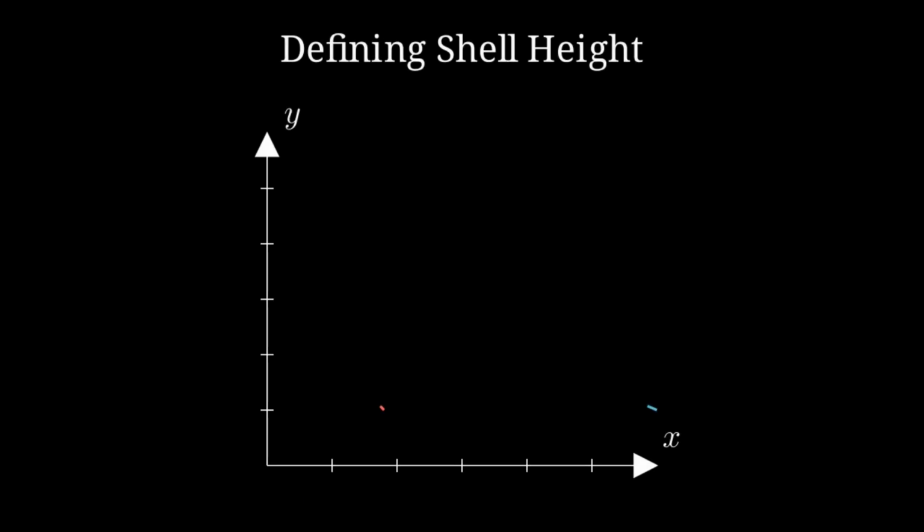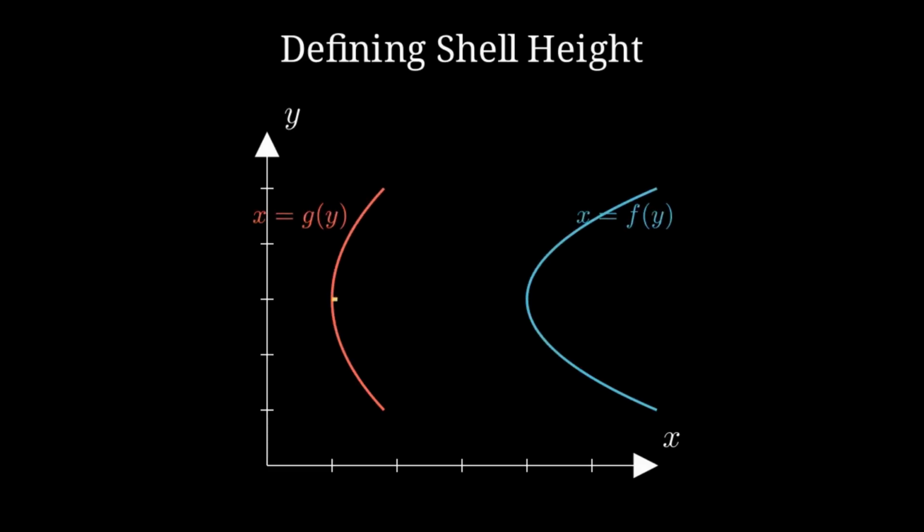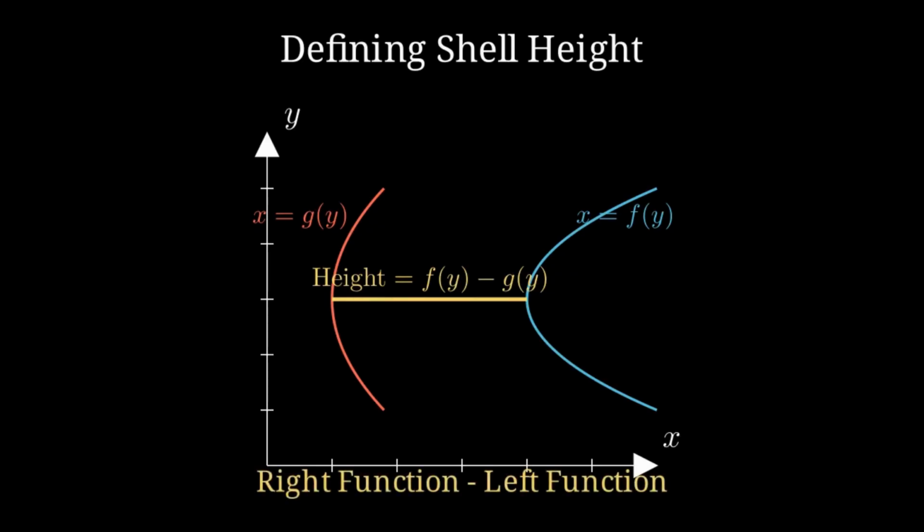The height of our shell is the horizontal width of the strip. If the region is bounded by two functions, the height is the rightmost function minus the leftmost function. If it's bounded by the y-axis, the height is simply the value of the function x equals f of y.